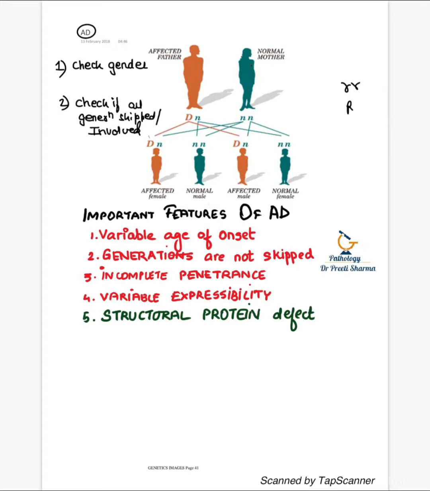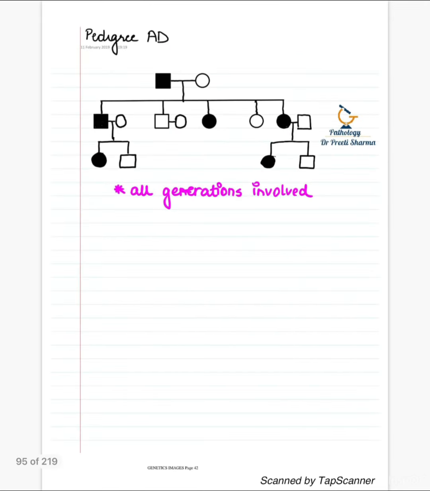Because for recessive, both alleles must be there, guys. But for dominant, if both are there, then it can express, or if it is heterozygous, then also it can express. So that is important, that you need to know.